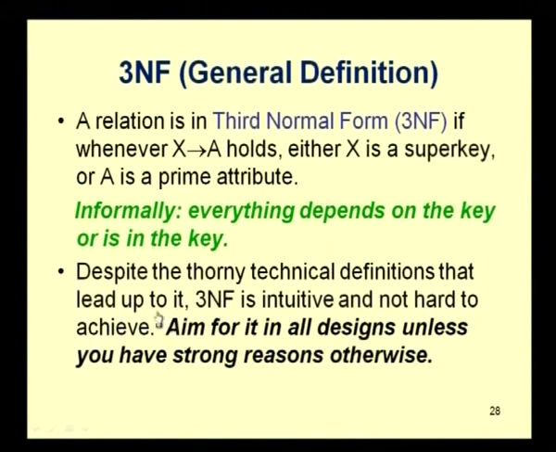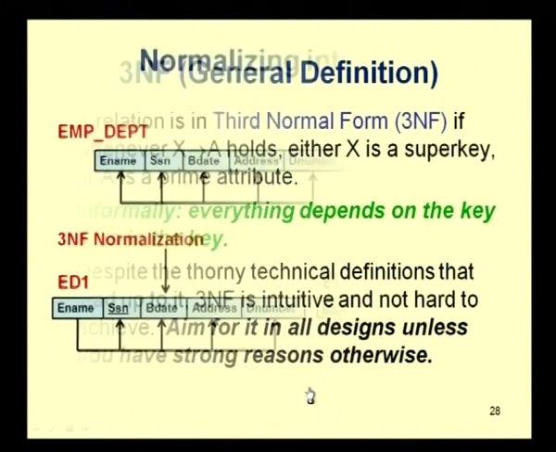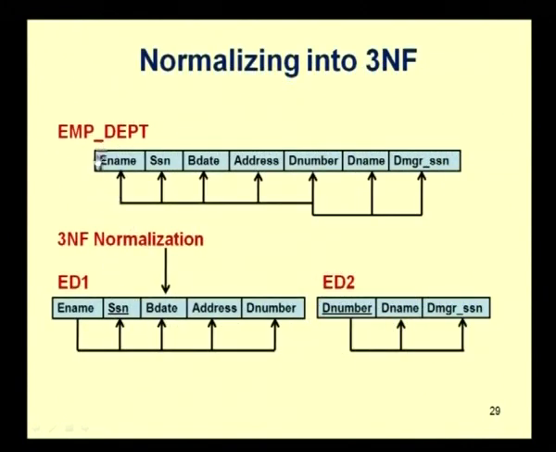Despite the thorny technical definition that leads up to it, 3NF is intuitive and not hard to achieve. It is better to aim for it in all designs unless you have strong reasons otherwise. So, let us look at this example again. You have the employee department. Now, the 3NF normalization will split this into two, where SSN is the primary key, SSN determines E name, birth date, address and D number, and the D number is split here because otherwise SSN determines the D number, but all these other attributes do not determine the D number. So, this way we have split the two, this is the 3NF.